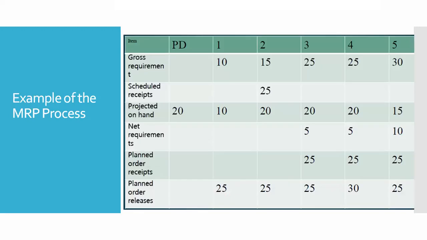This is an example of the MRP process. You have periods 1, 2, 3, 4, 5. Gross requirements are given as 10, 15, 25, 25, 30. Scheduled receipt is only in the second period, that is 25. Projected on hand is 20, 10, 20, 20, 20, 50. Net requirements for 3, 4, 5 are 5, 5, 10. Planned order receipt for 3, 4, 5 is 25, 25, 25, the rest is nil. And then the order release for 1, 2, 3, 4, 5 will be 25, 25, 25, 30, and 25.